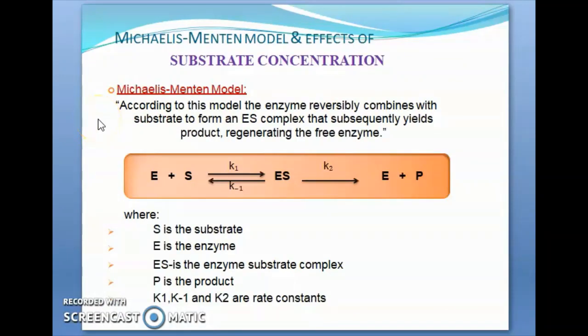Then the Michaelis-Menten model and effects of substrate concentration. According to this model, the enzyme reversibly combines with a substrate to form an ES complex that subsequently yields product, regenerating the free enzyme. E plus S, after reaction, ES is formed, and after k2, E plus P is released, where S is the substrate, E is the enzyme, ES is the enzyme substrate complex, P is the product, and k1 and k2 are the rate constants.